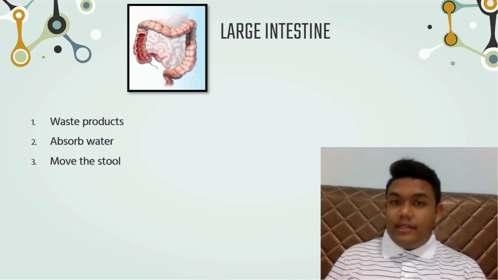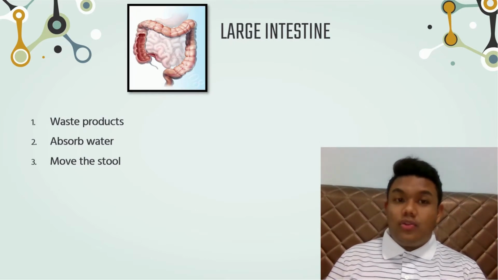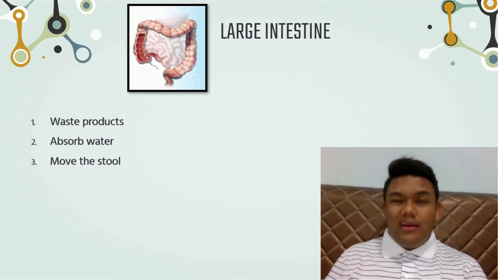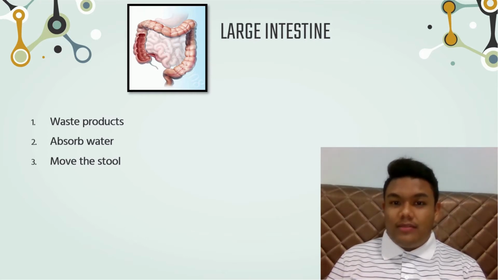The function of the large intestine is to store waste products from the digestive process, including undigested parts of food, fluid, and cells from the lining of our GI tract. Then the large intestine will absorb water and change the waste from liquid into stool. Through peristalsis, this stool will move into our rectum for the next process.